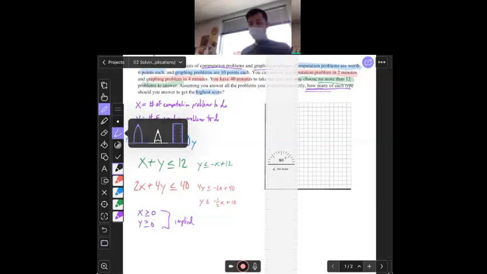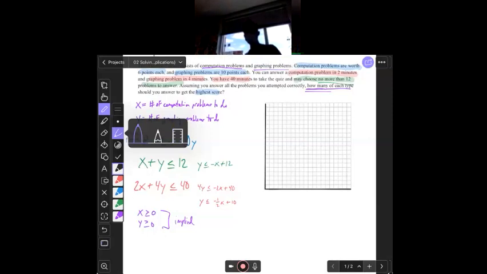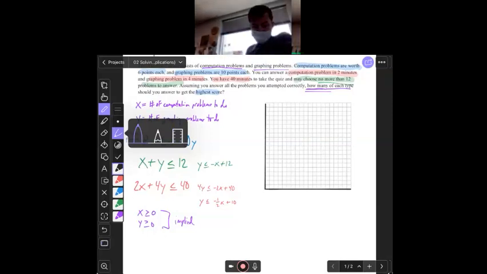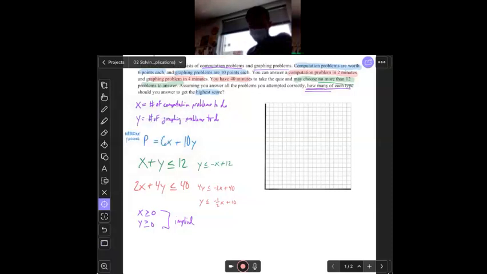And now I need to think about my scale. What am I going to count by? There are 20 boxes here. As I'm looking at the numbers that I need to have, I see a 12 for my y-intercept. I see a 10 for my y-intercept. There's no way for me to count by anything more than 1 to get to a 12. So I'm just going to go ahead and count by 1s on my axes.